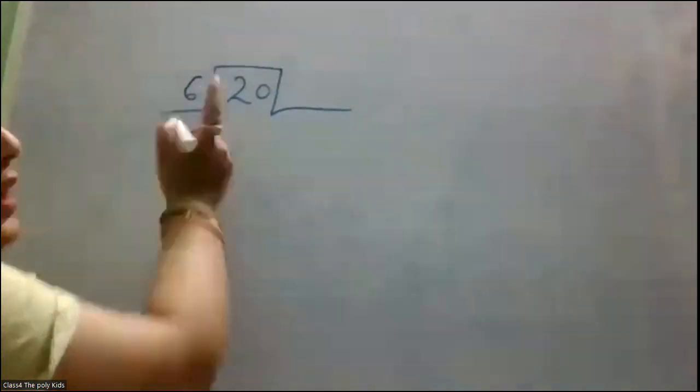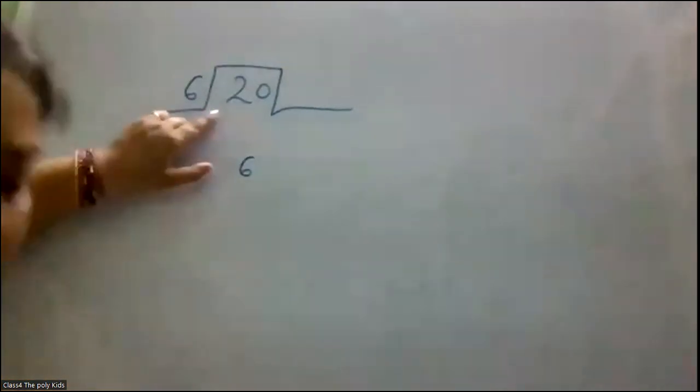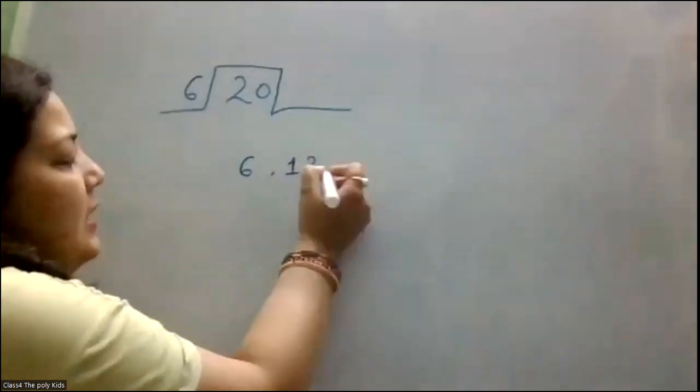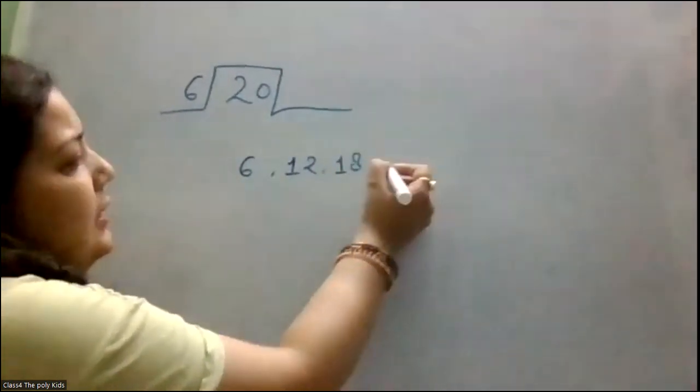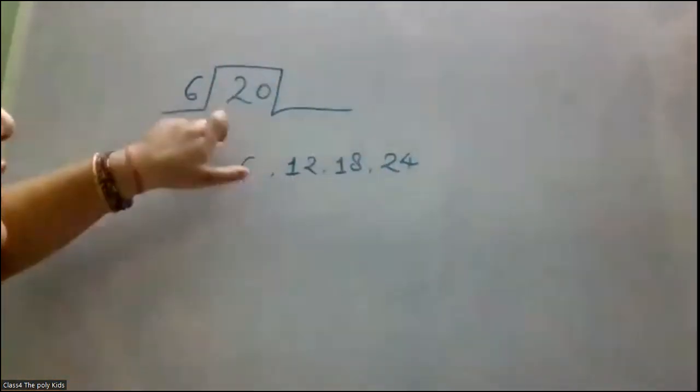So 6 ones are 6. It is very small. 6 twos are 12. 12 is also very small. 6 threes are 18. Then 6 fours are 24. So 24 is bigger than 20.